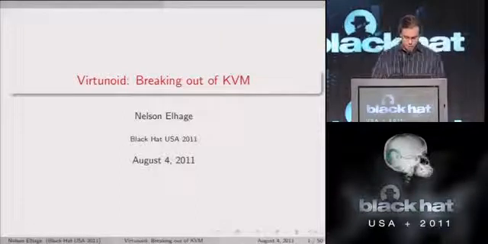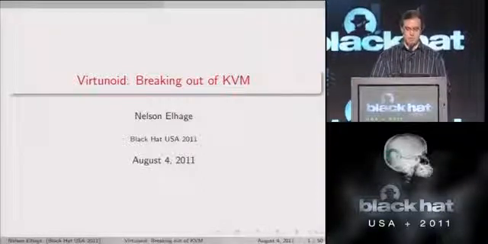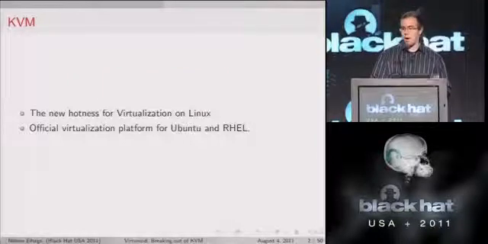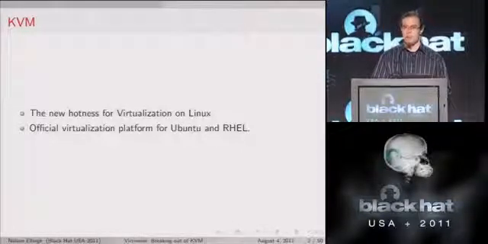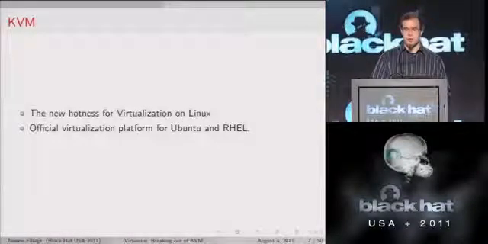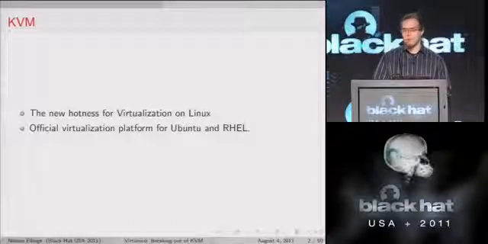All right, I'm going to be talking about attacking and breaking out of KVM, the Linux kernel virtual machine virtualization system or hypervisor. I assume that you're vaguely familiar with what KVM is if you're here, but it's an open source virtualization solution for Linux that was the first to be primarily developed in tree and officially blessed by the upstream Linux developers. It's basically becoming the new hotness for doing virtualization on Linux, and it's become the official platform for Ubuntu and Red Hat, although they also still support Xen.